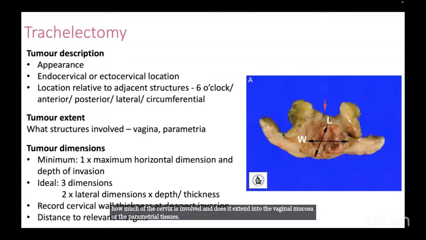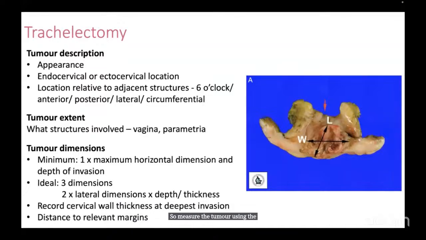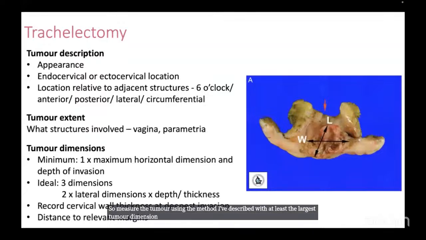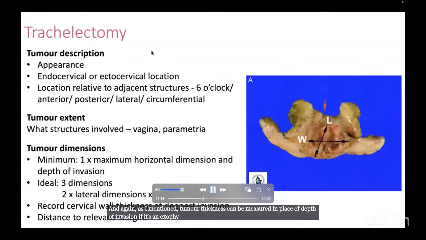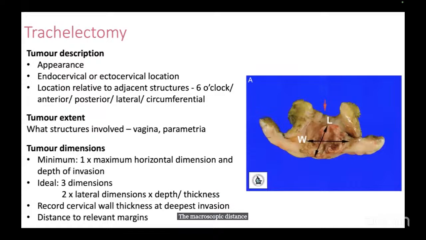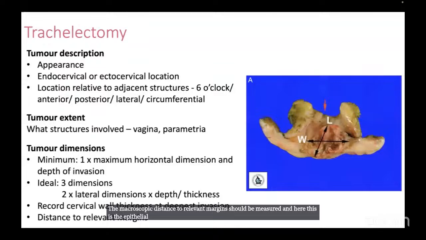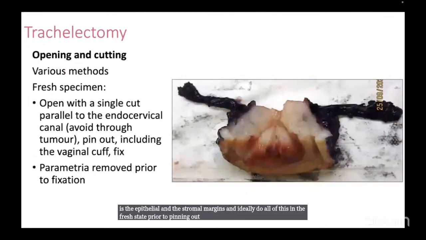So measure the tumour using the method I've described with at least the largest tumour dimension and the depth of invasion and cervical wall thickness at this point once you've sliced the specimen. And again, as I mentioned, tumour thickness can be measured in place of depth of invasion if it's an exophytic or ulcerated lesion. The macroscopic distance to relevant margins should be measured. And here this is the epithelial and stromal margins. And ideally do all of this in the fresh state prior to pinning out to avoid any tissue distortion.